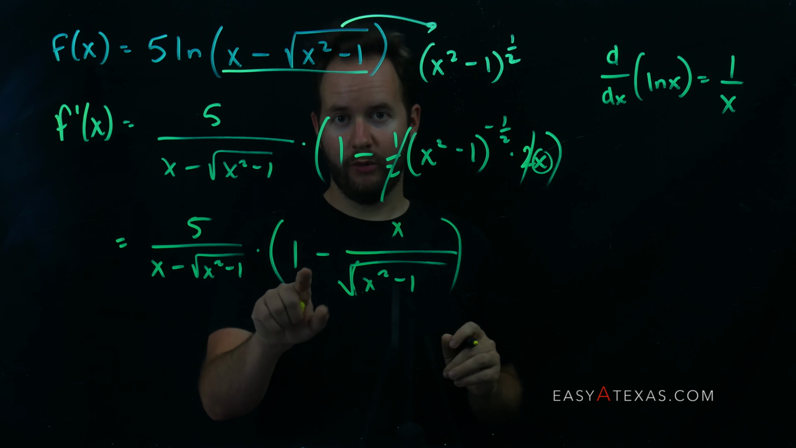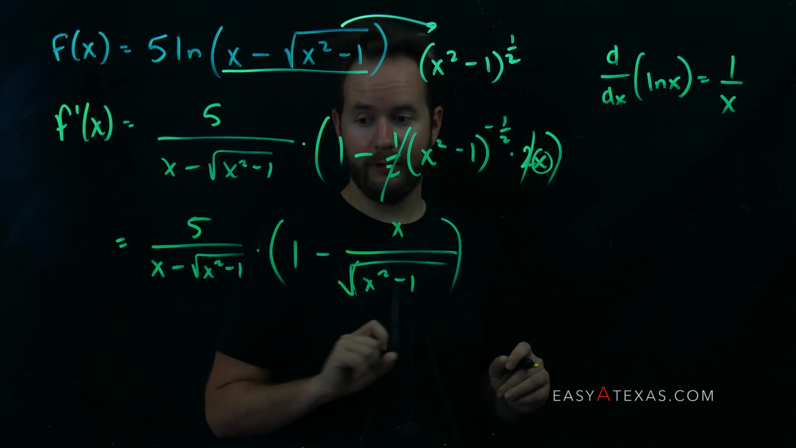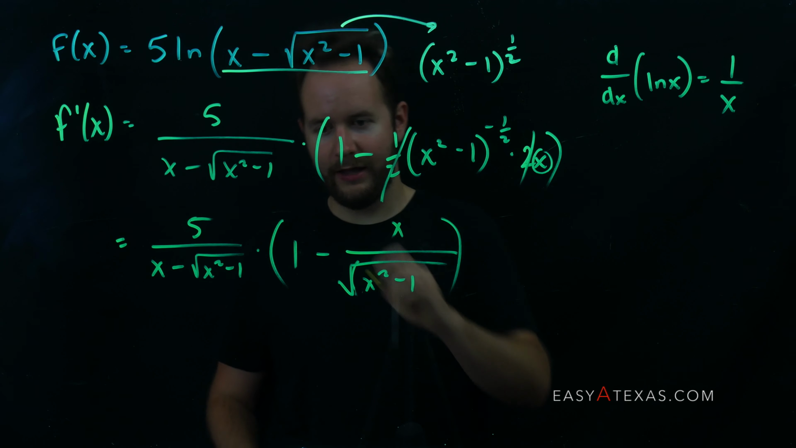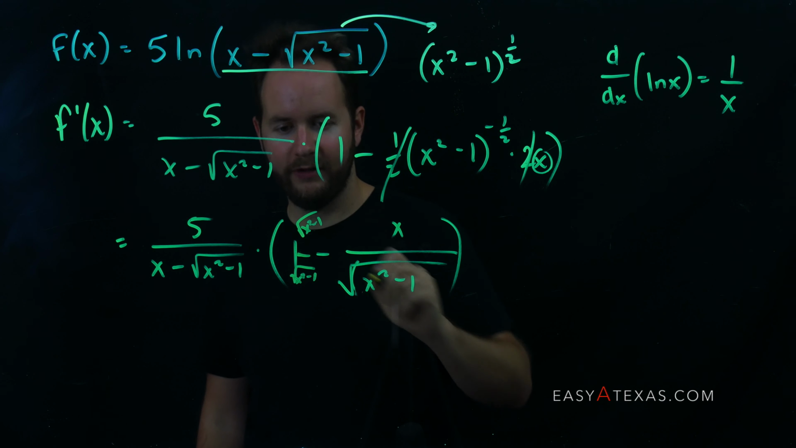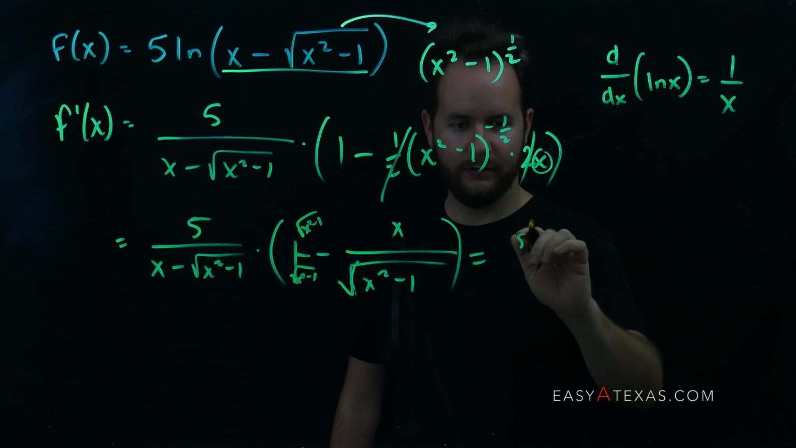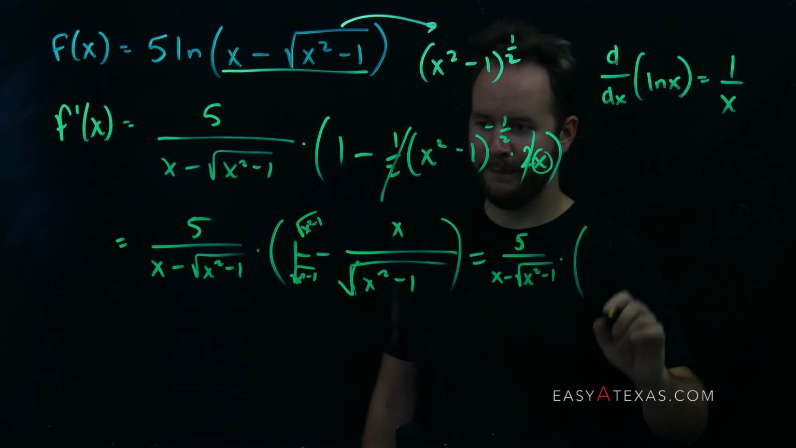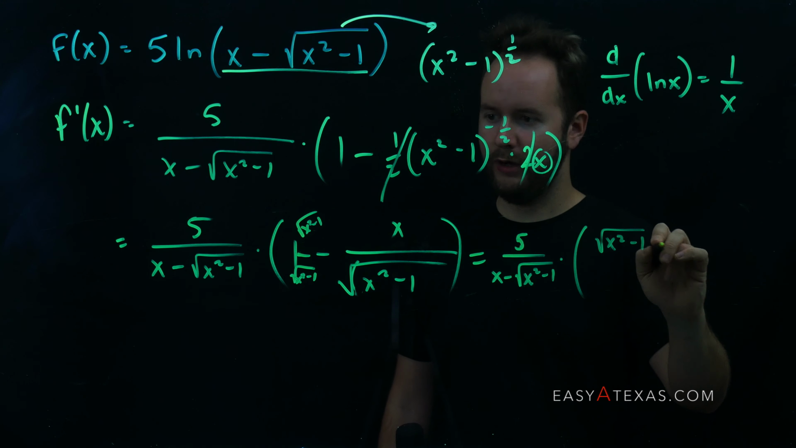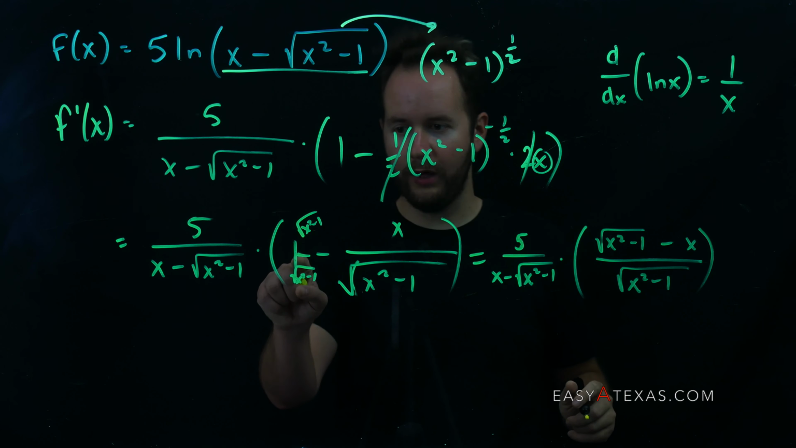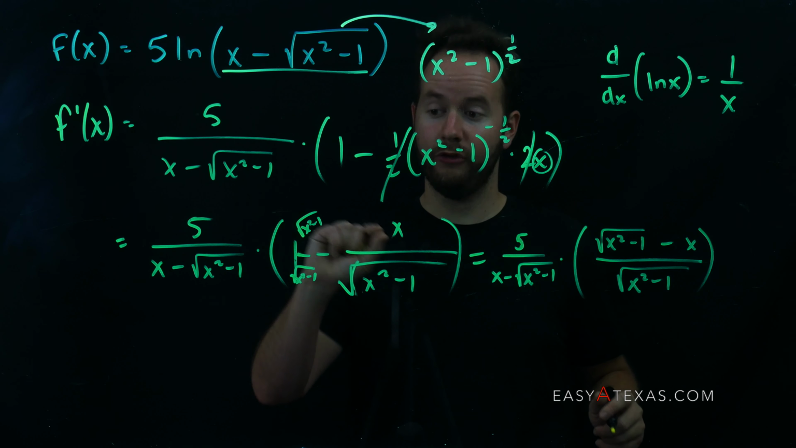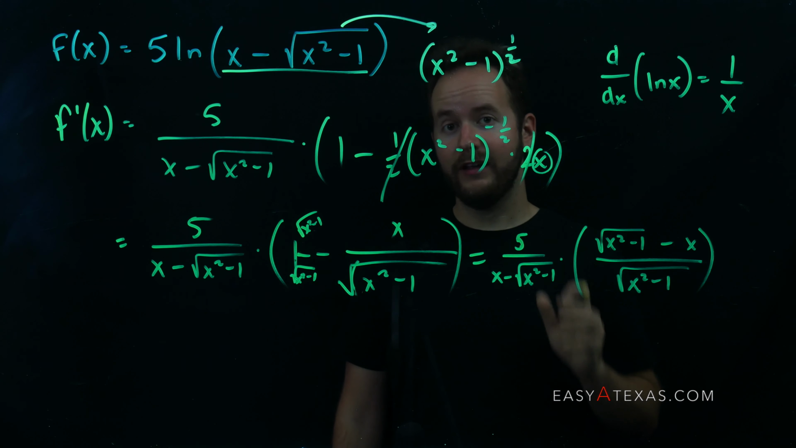I'm going to do a little bit more simplification. I'm going to get a common denominator with this 1. Can we agree that this fraction bar has square root of x squared minus 1 in its denominator? This 1 does not. So I'm going to give that 1 a square root of x squared minus 1 in the top and a square root of x squared minus 1 in the bottom. So I get 5 over x minus square root of x squared minus 1, that guy hasn't changed, times square root of x squared minus 1 minus x, all divided by square root of x squared minus 1. That 1 became square root of x squared minus 1 over square root of x squared minus 1, so it gives me this fraction.